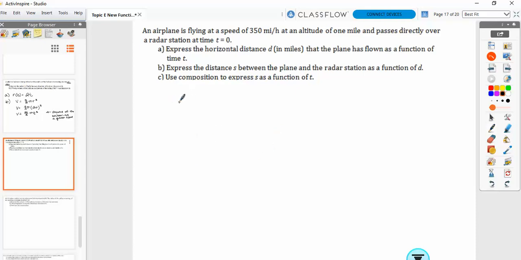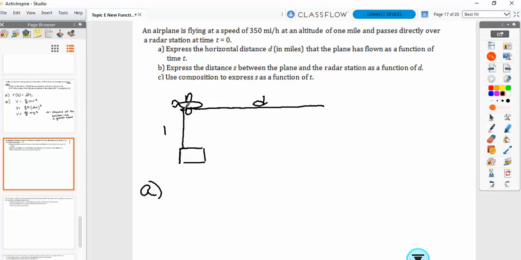All right, so what's going on here? We have an airplane, so I'm very artistic here. Here's my airplane. And it's going over a radar station. Altitude, what's that? How high it is. So from here to here, we're going to say it's 1 mile. And then it keeps flying. Horizontal distance, that's my d. So I want d as a function of time.